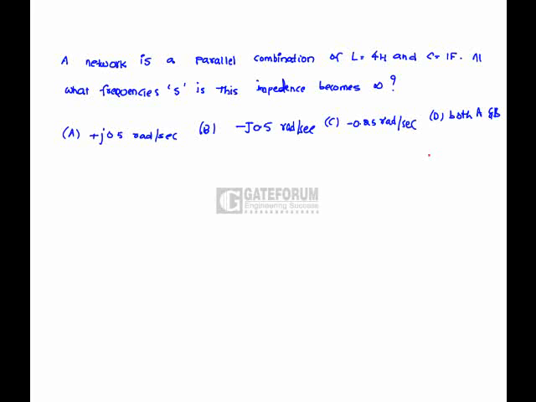...is a parallel combination of an inductor and a capacitance whose values are 4 henries and 1 farad respectively. At what frequencies does this impedance become infinite? In order to explain this, first of all we have to consider a parallel combination of an LC network. In the Laplace domain we can represent this as sL, and this as sC.